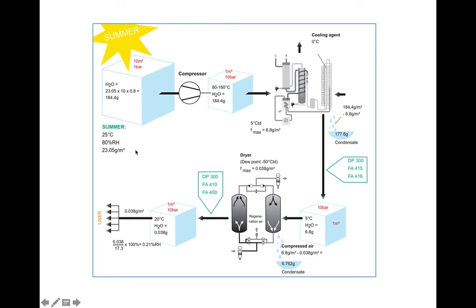If we look at the initial condition, the ambient condition, the relative humidity is about 80%. But here it reduces quite significantly, up to 0.21% relative humidity. So this condition of air is dried air. In the initial condition, we call this wet air. After the air flows through several states of process, the air becomes dried air, with the water content only about 0.038 grams per cubic meter.